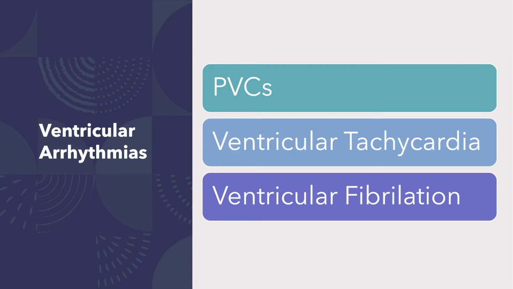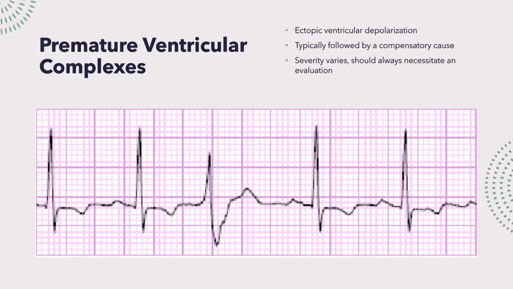All right. We have some ventricular arrhythmias: PVCs, tachycardia, and fibrillation, just like the atrial arrhythmias. Remember, we had PACs, atrial tachycardia, and atrial fib. Now we're talking about the ventricles, and these are typically much more serious than atrial arrhythmias.